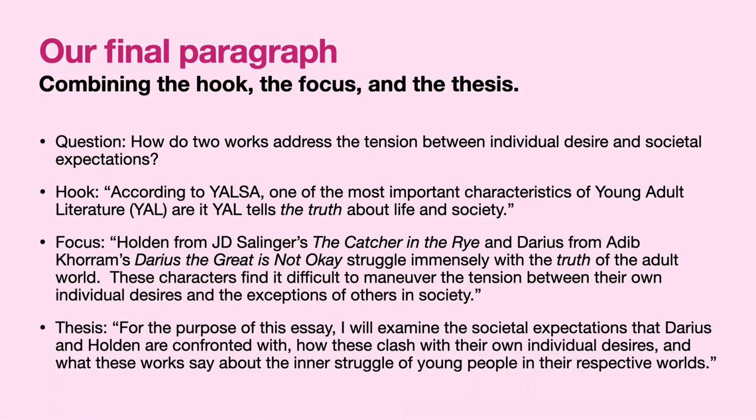So, according to Yalsa, one of the most important characteristics of young adult literature, YAL, are the truth about life and society. Holden from J.D. Salinger's The Catcher in the Rye and Darius from Adib Khorram's Darius the Great Is Not Okay struggle immensely with the truth of the adult world. These characters find it difficult to maneuver the tension between their own individual desires and the expectations of others in society. For the purpose of this essay, I will examine the societal expectations that Darius and Holden are confronted with, how these clash with their own individual desires, and what these works say about the inner struggle of young people in their respective worlds.